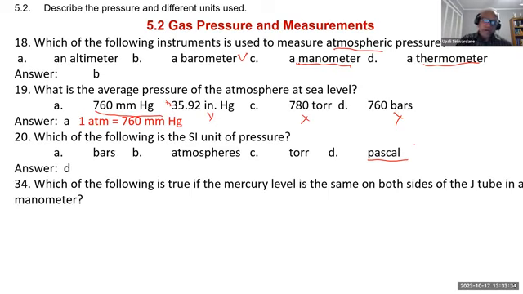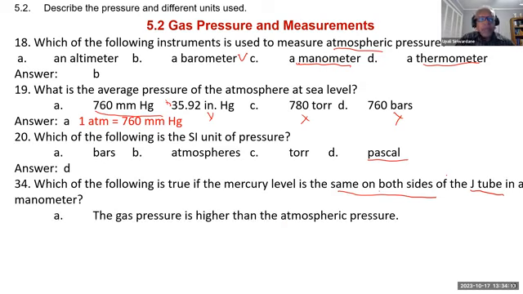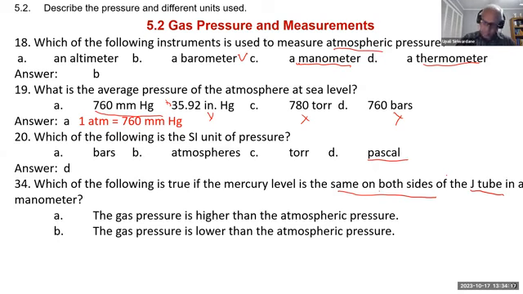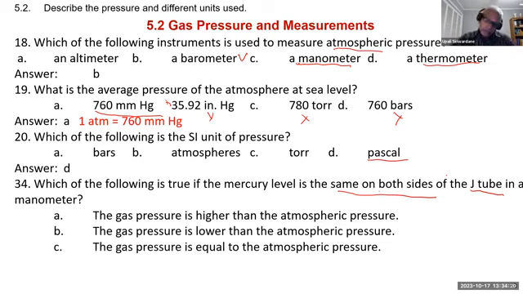Number 34. Which of the following is true of mercury level in both sides of the J tube? Remember, in the J tube, you put the gas inlet into the bulb and measure the mercury height. If the mercury level is the same on both sides, atmospheric pressure is equal to the gas pressure, the same pressure on both sides. So the gas pressure is not higher than the atmosphere, not lower than, it is equal to the atmosphere.